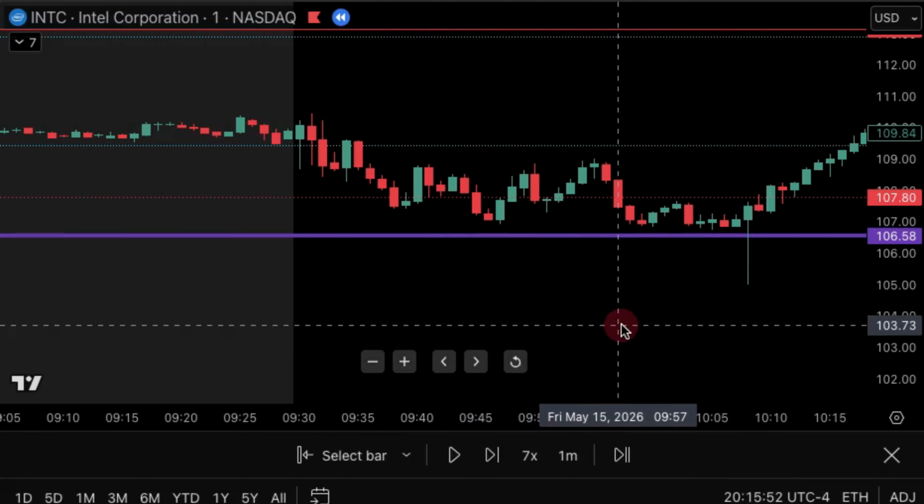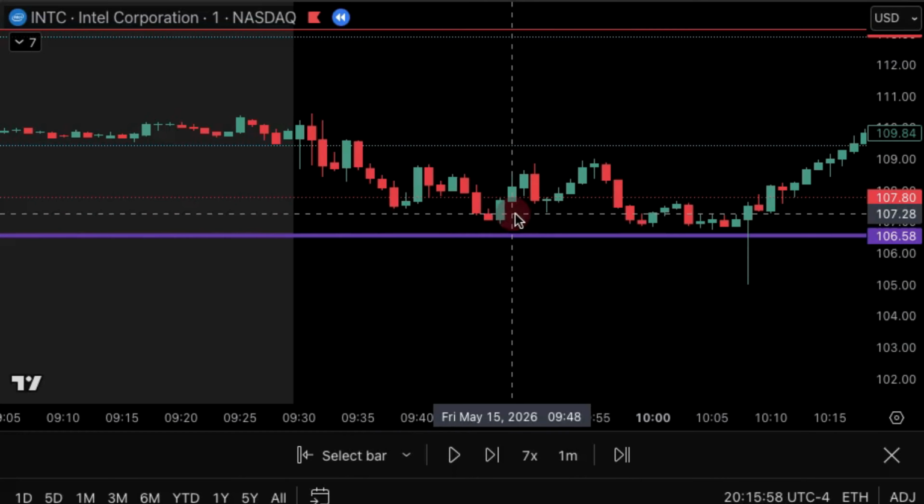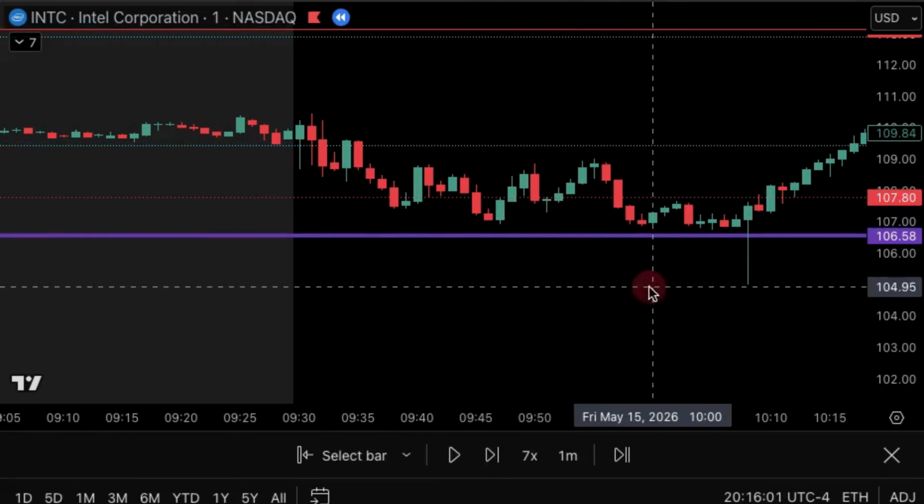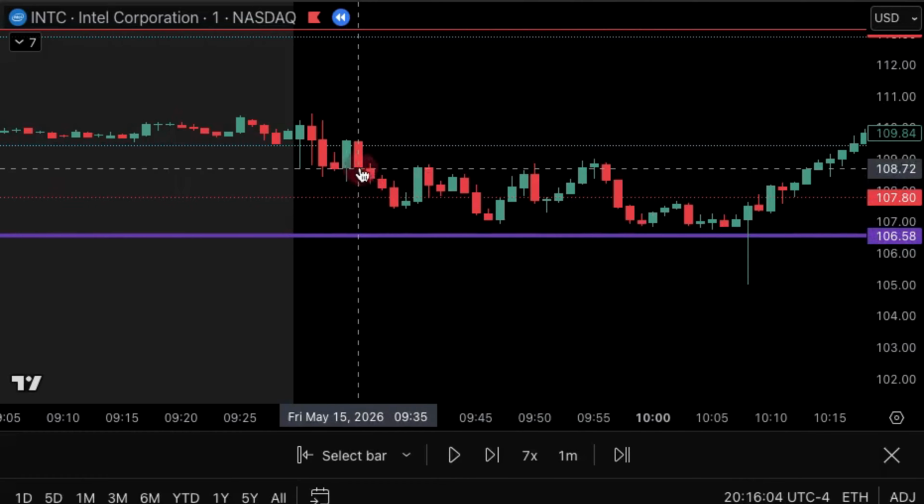The market's weak. It's all playing out. We're going to go down to the daily 20 EMA. Well, that never really happened. We came close, but then we just kept going back and forth.